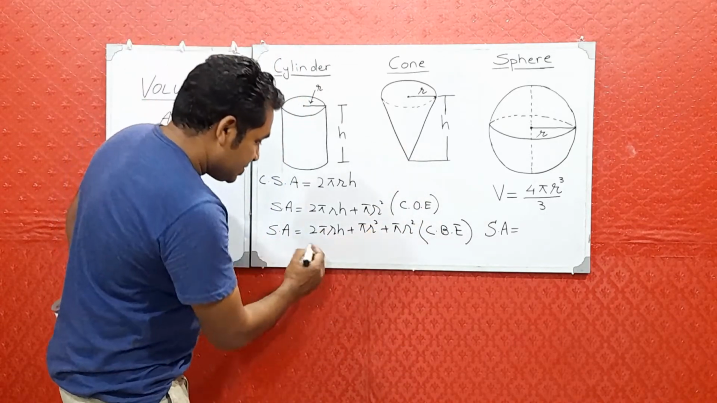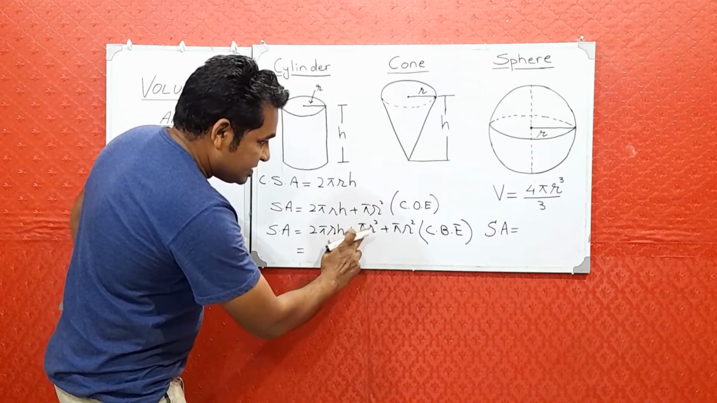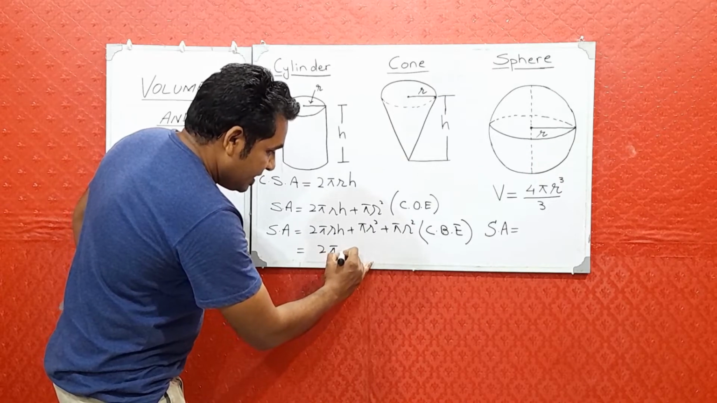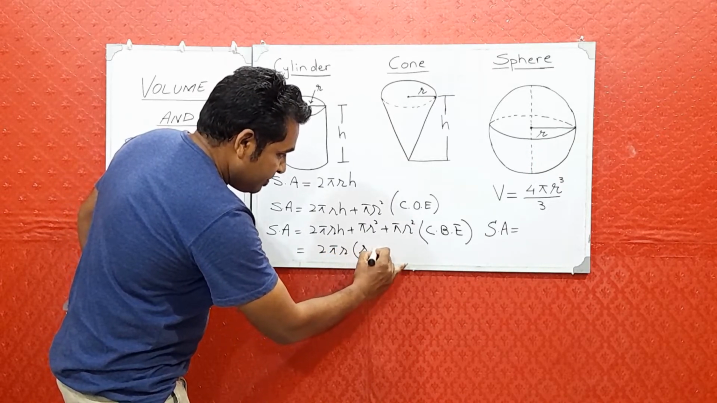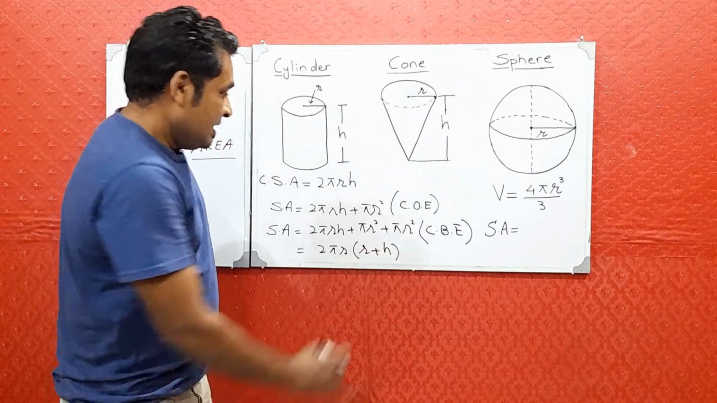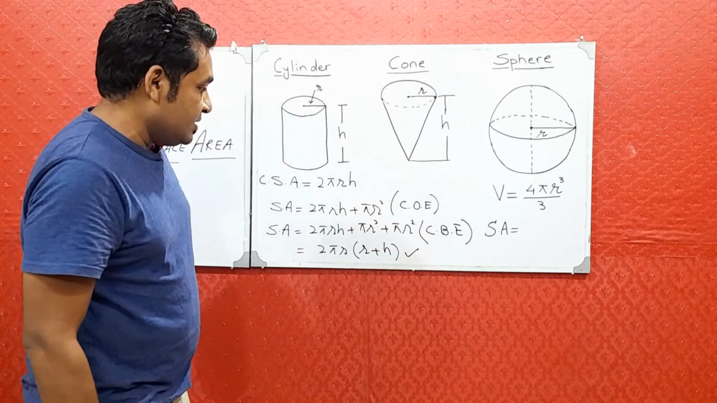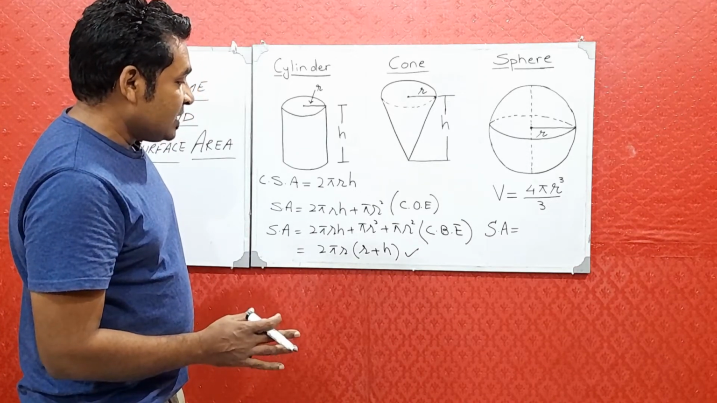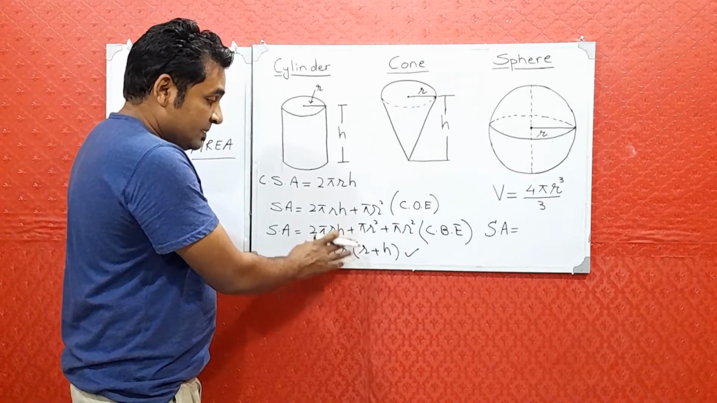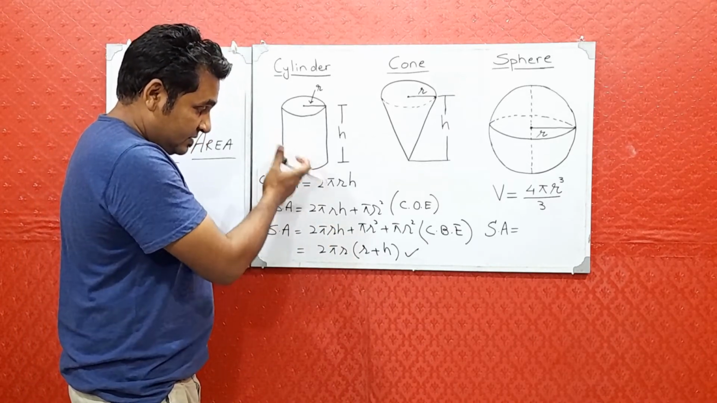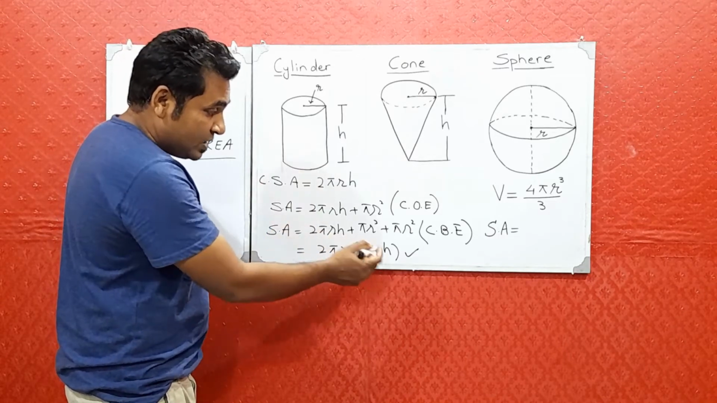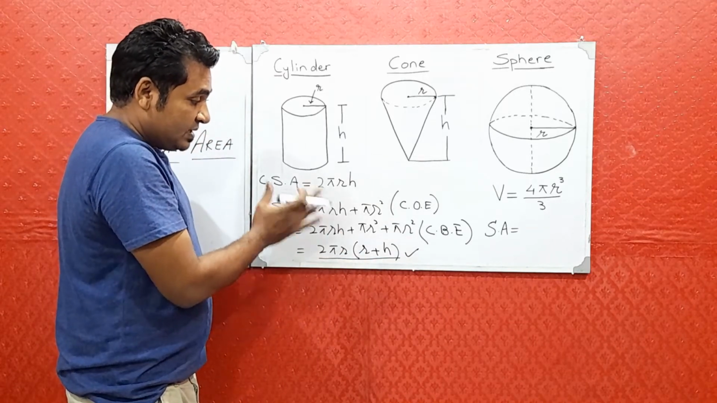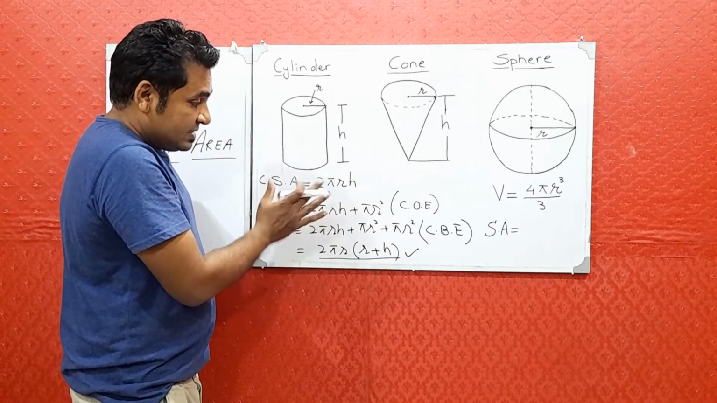Now this further reduces to 2 pi r into r plus h, because you know these are two. With this formula, because it is written in your books, you are all familiar. But now try to understand that there are three different cases, and in all cases you cannot use only this formula, because you have to think very technically about what is given and what is not given.